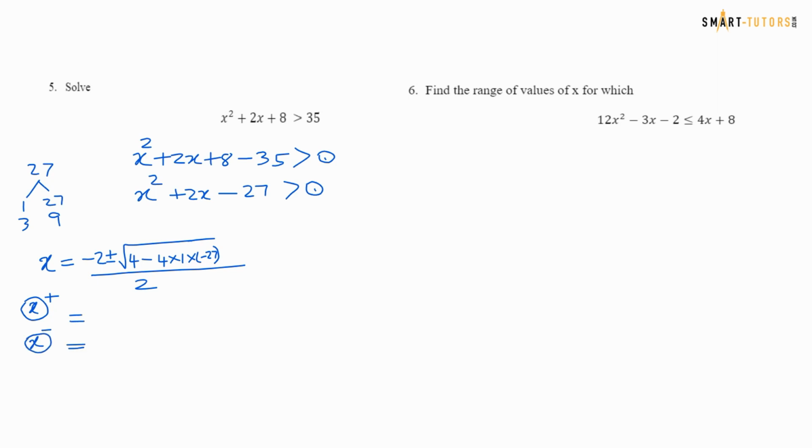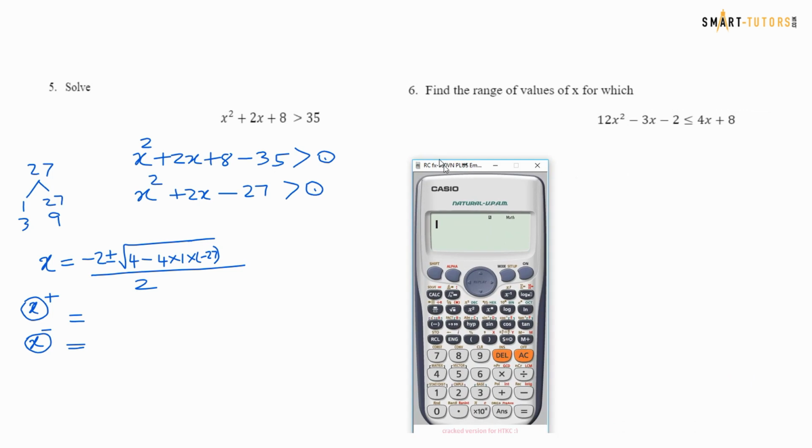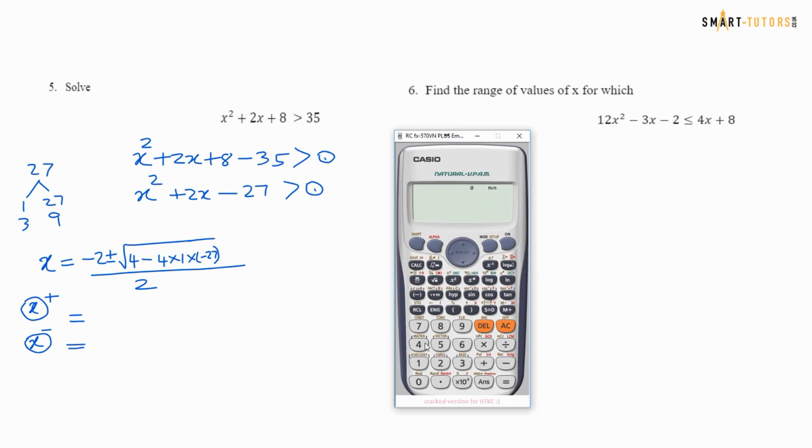So I'm going to use the calculator to find out the answer for x. Let's use my scientific calculator here. How to do this one? This fraction sign, we already discussed this in the quadratic formula: minus 2 plus, I'm considering plus, square root of 4 minus 4 times 1 times negative, I'm putting minus 27 in brackets, and 2 is down, and the answer is that, and I'm going to round it as 4.29.